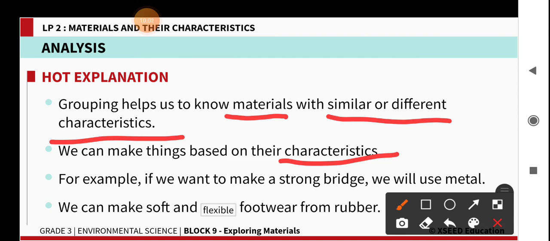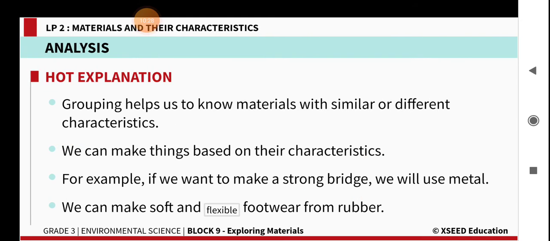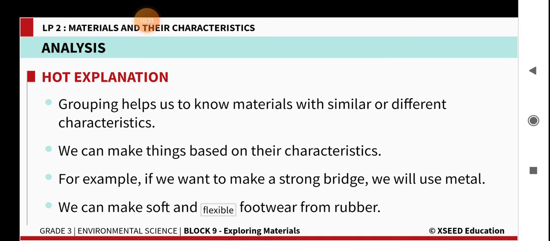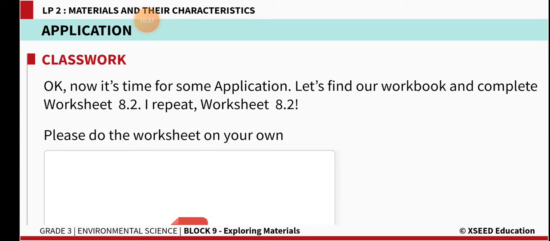For example, if we want to make a strong bridge, then we will use only metal because it is so hard and it can bear the weight of the vehicles which are moving on that bridge. If we make the bridge with a soft material like cotton balls, then definitely we couldn't make it. It won't be strong at all. And we can make soft and flexible footwear from rubber. The rubber is very flexible, so by using that, footwear can be made. That will be very easy, so elastic, and without harming we can wear those slippers.